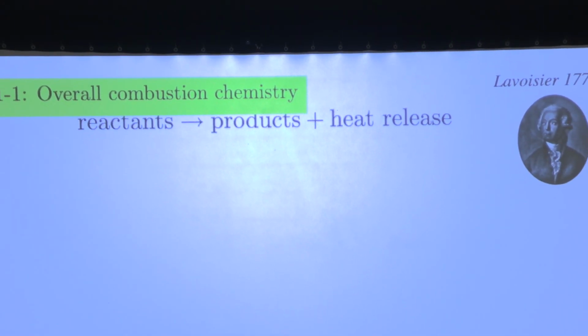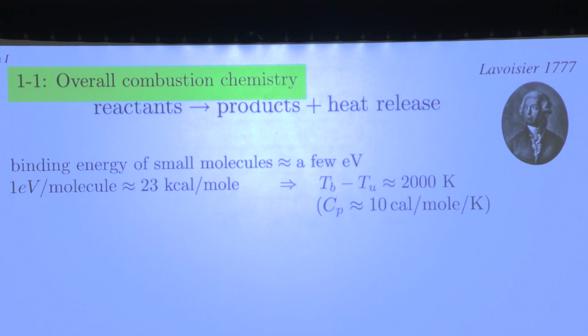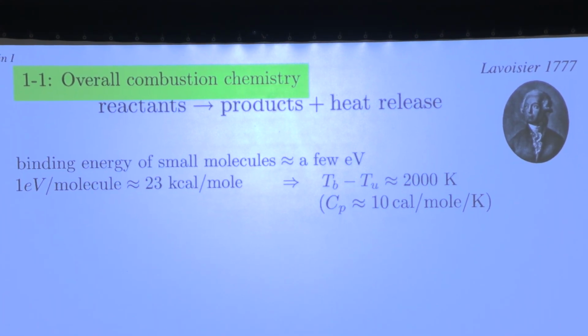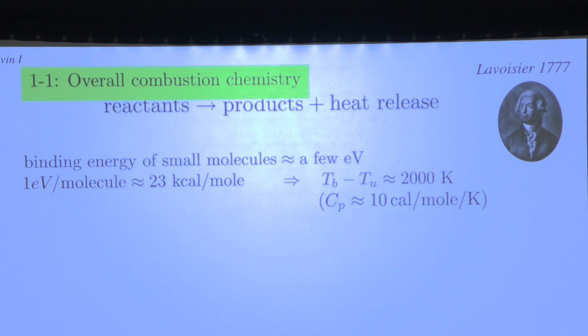Let me remind you quickly what combustion is. It is a chemical process where reactants are transformed into products with heat release. And the heat release comes from the binding energy of the molecule. This binding energy is typically a few electron volts. When you take this binding energy, you obtain, for the temperature, an increase of around 2000 K. A few electron volts is equivalent to 2000 K. This simple look shows you what the temperature is going to be.